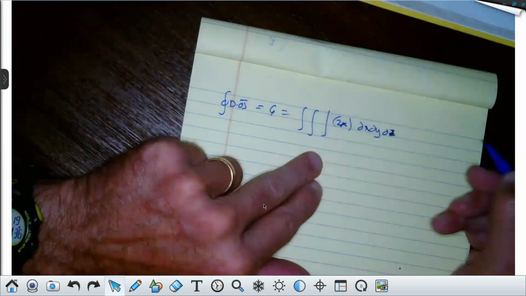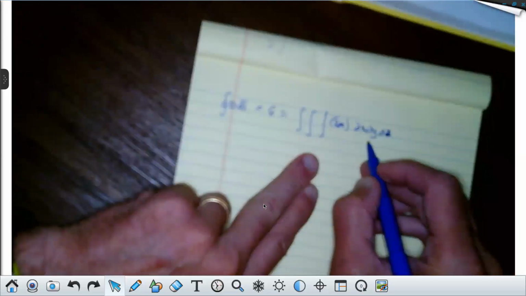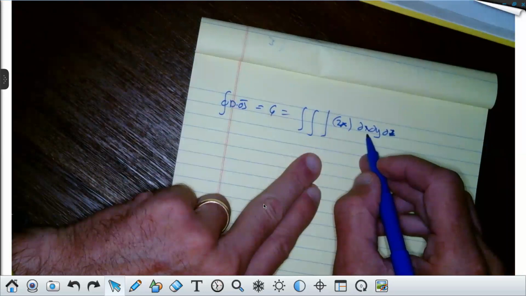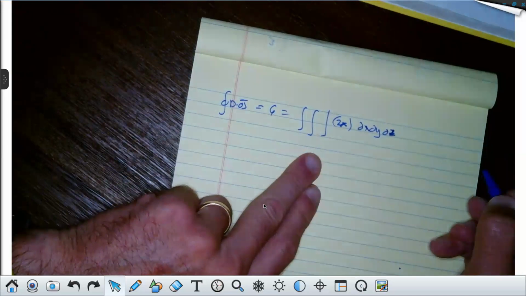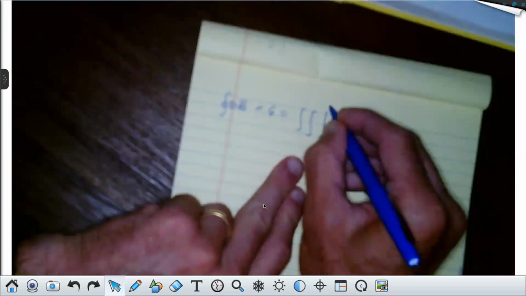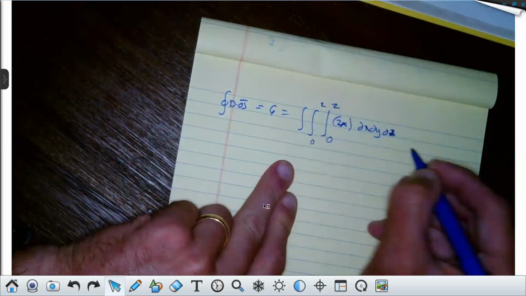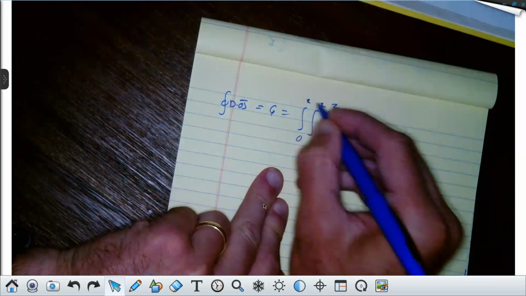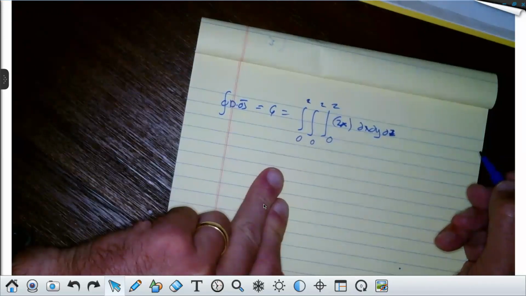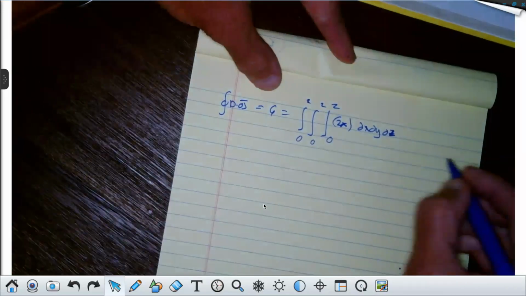All right, now the limits. Stay there, Ben. Where does x go from? 0 to 2. And y? 0 to 2. And z. 0 to 2. Everybody follow me? This is a trivial integration.